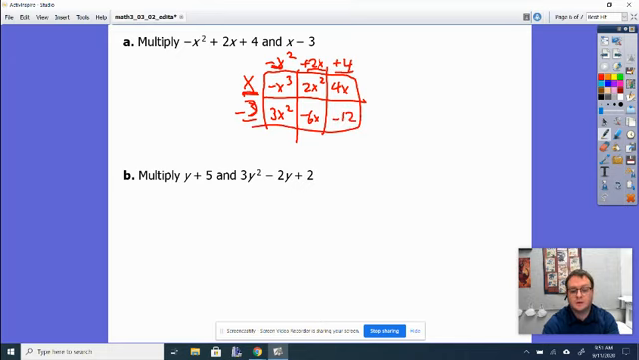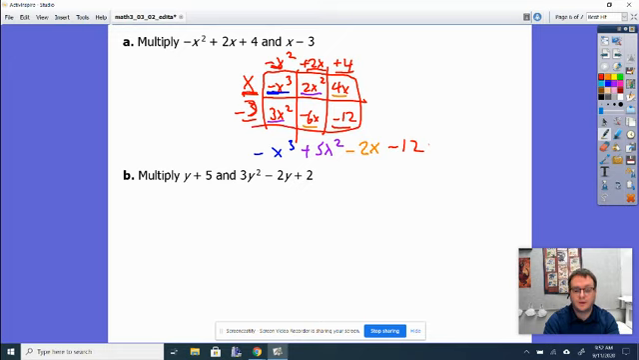Then I'm going to add all these up, combining like terms. Using the same idea, and colors work really well here, I have x cubed there, x squared here, x's here, and just a number here. So negative x cubed, combining these two, it's going to be 5x squared. Combining these two, it's going to be minus 2x. And then for the last one, minus 12.